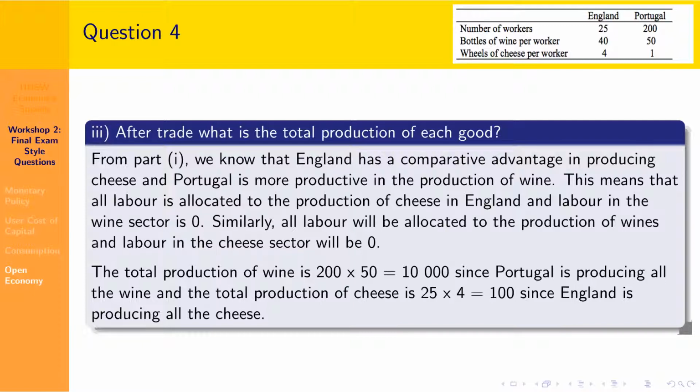Similarly, all labour will be allocated to the production of wine in Portugal, and labour in the cheese sector will be equal to 0. The total production of wine is then 200 times 50, since Portugal is producing all the wine, and the total production of cheese is 25 times 4, since England is producing all the cheese.